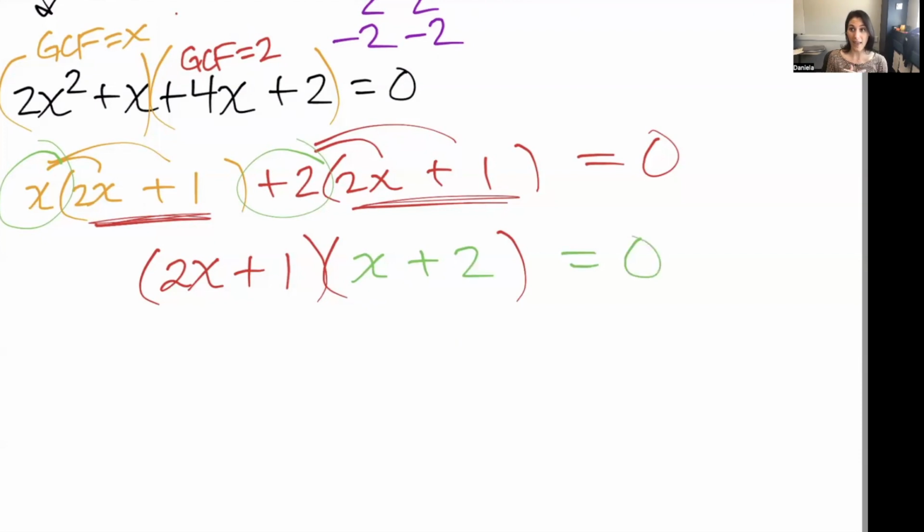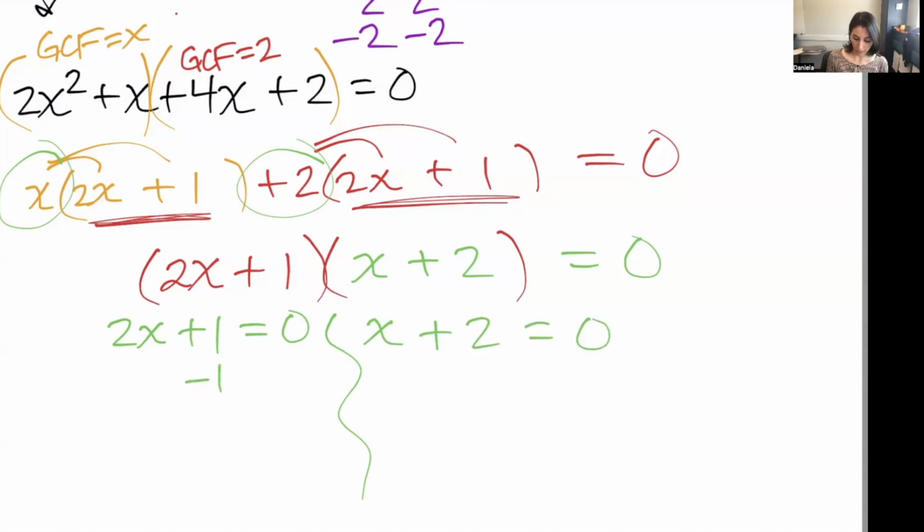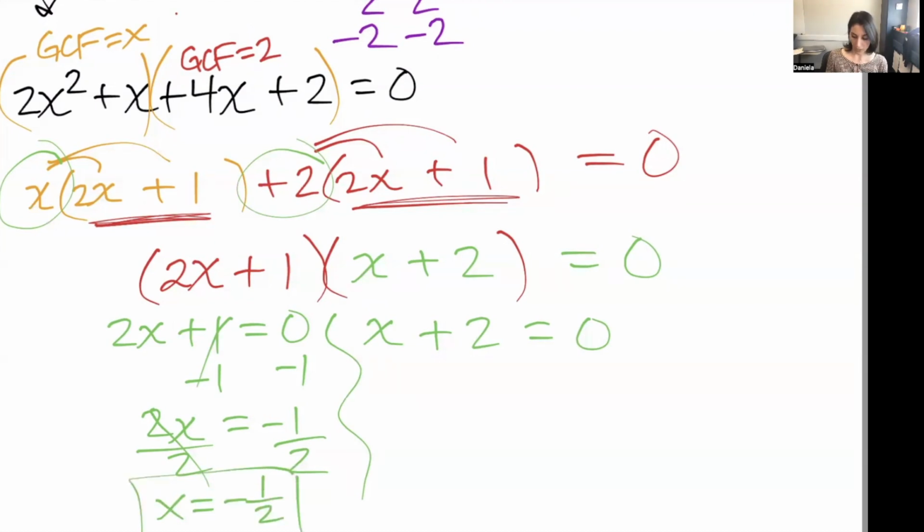Okay, so how do you solve any factored form equation set equal to 0? You're always going to set each expression inside the parentheses separately to 0, and solve 2 completely separate equations. On the left side, we're going to subtract 1 and then divide by 2. So you can write x equals negative a half, or you could write negative 0.5. Doesn't matter, right? And then the easy one on the right, you just subtract 2. So these are the 2 solutions.